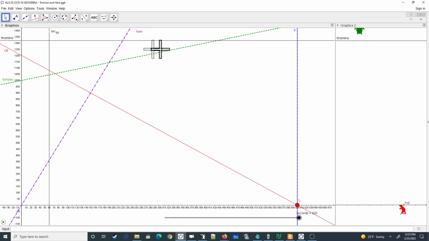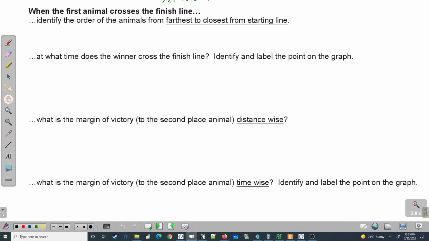You know what? I could intersect and find these points. But that would defeat what I'm trying to teach right now for substitution, so guess what? We're going to do it first by substitution. And then we will go find it by the graph. So who came first? All right. We had the hare.